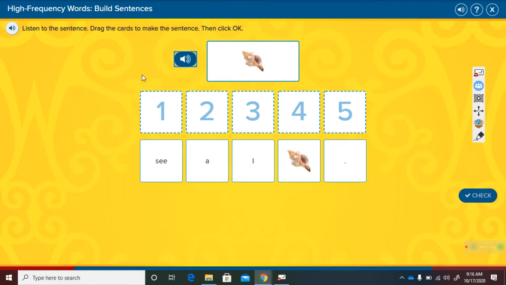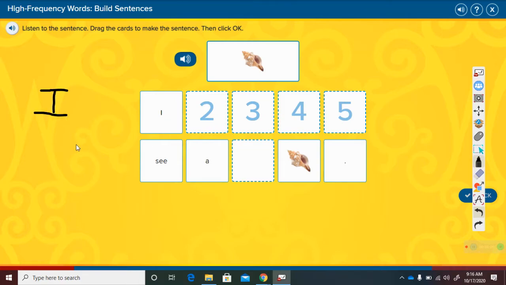I see a shell. Isn't that a pretty shell? Can you find the word I down here for me? It looks a little bit different than when we write it. When we write the word I, we go like this. This is the word I, and that's what we're used to seeing. This is how the typewriter makes the word I, so it looks a little bit different. So don't get confused and think that's just a letter.